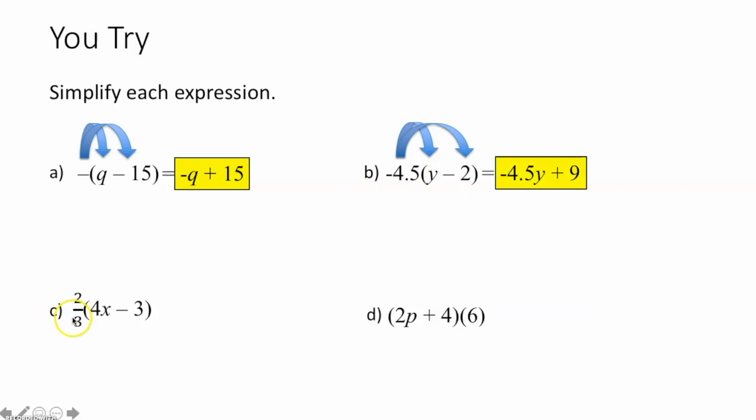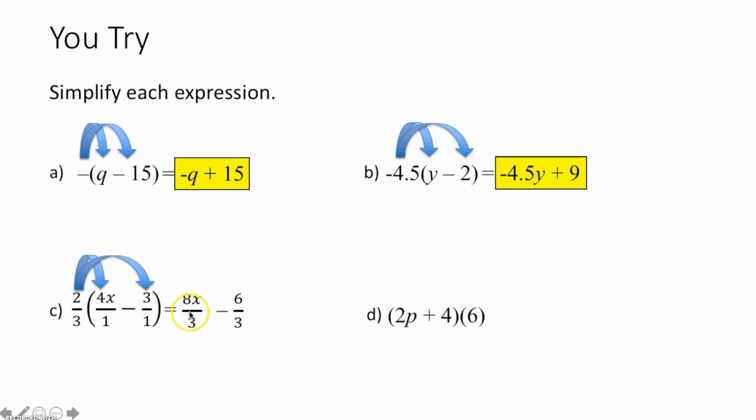Down here, we have 2/3 times the quantity 4x minus 3. We're going to distribute this, right? And since this is a fraction, it would help if these were also fractions. So we're going to rewrite them as fractions. 4x is the same as 4x over 1, and 3 is the same as 3 over 1. Now we can distribute easily. 2/3 times 4x over 1, we multiply the 2 times the 4x, we get 8x, and then 3 times 1 gives you 3. Then we distribute the 2/3 to the negative 3 over 1, we get 2 times 3 is going to be 6, and then 3 times 1 is going to be 3.